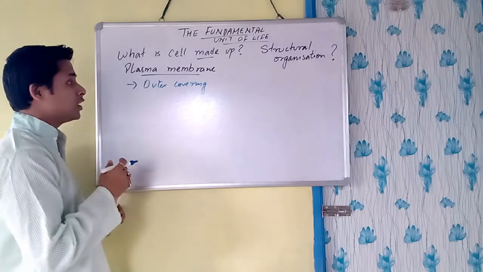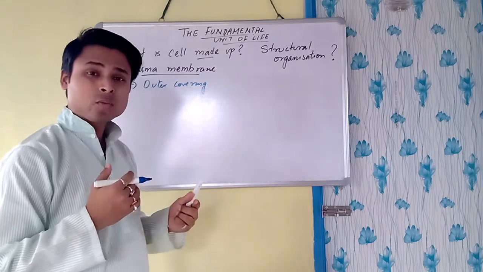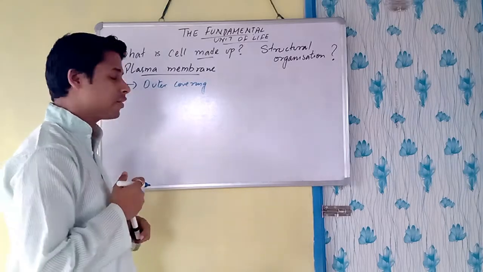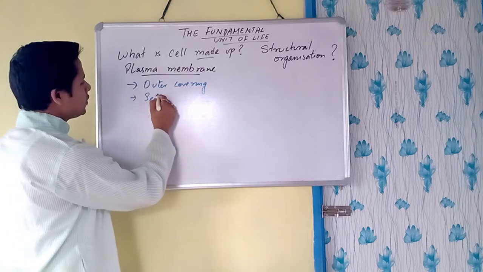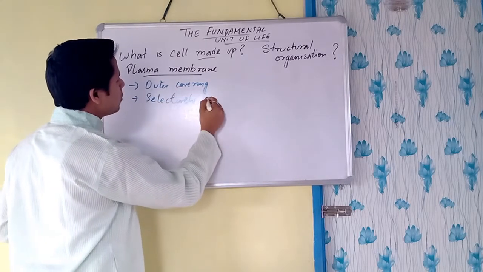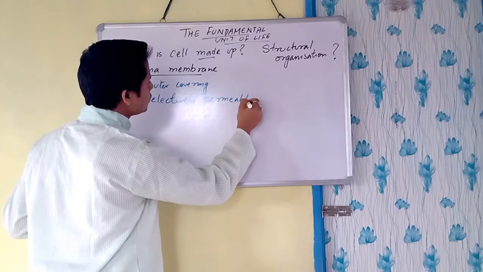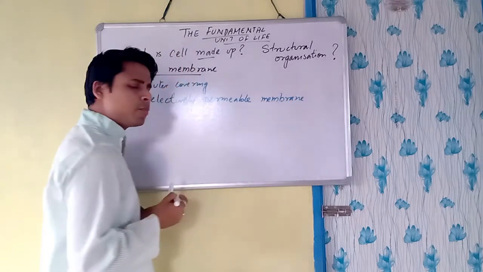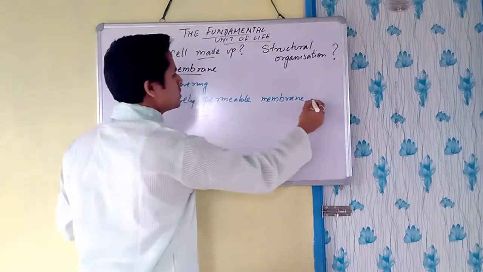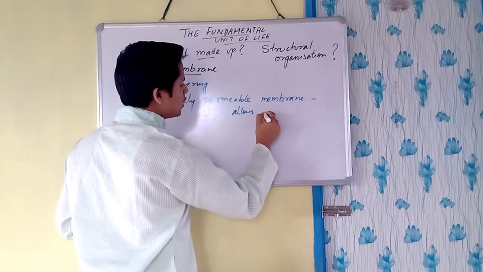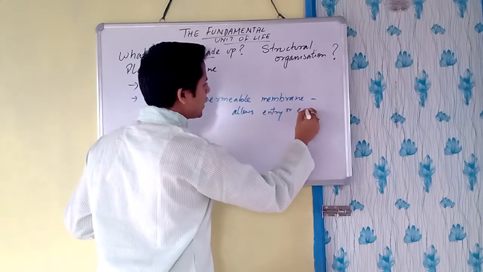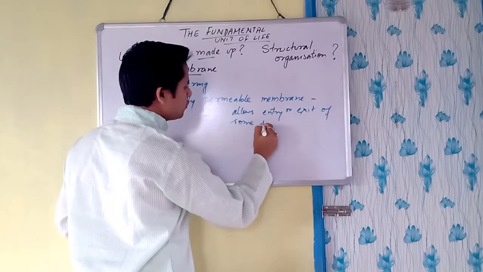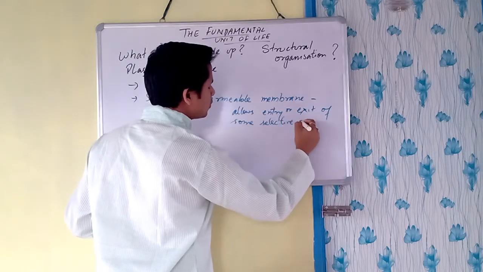Now if it is separating, then how is the connection made with the cell, because a cell is connected with another cell, right? The plasma membrane is an outer covering. This is a selectively permeable membrane. Now what is a selectively permeable membrane? Selectively permeable membrane means it allows entry or exit of some selective materials.